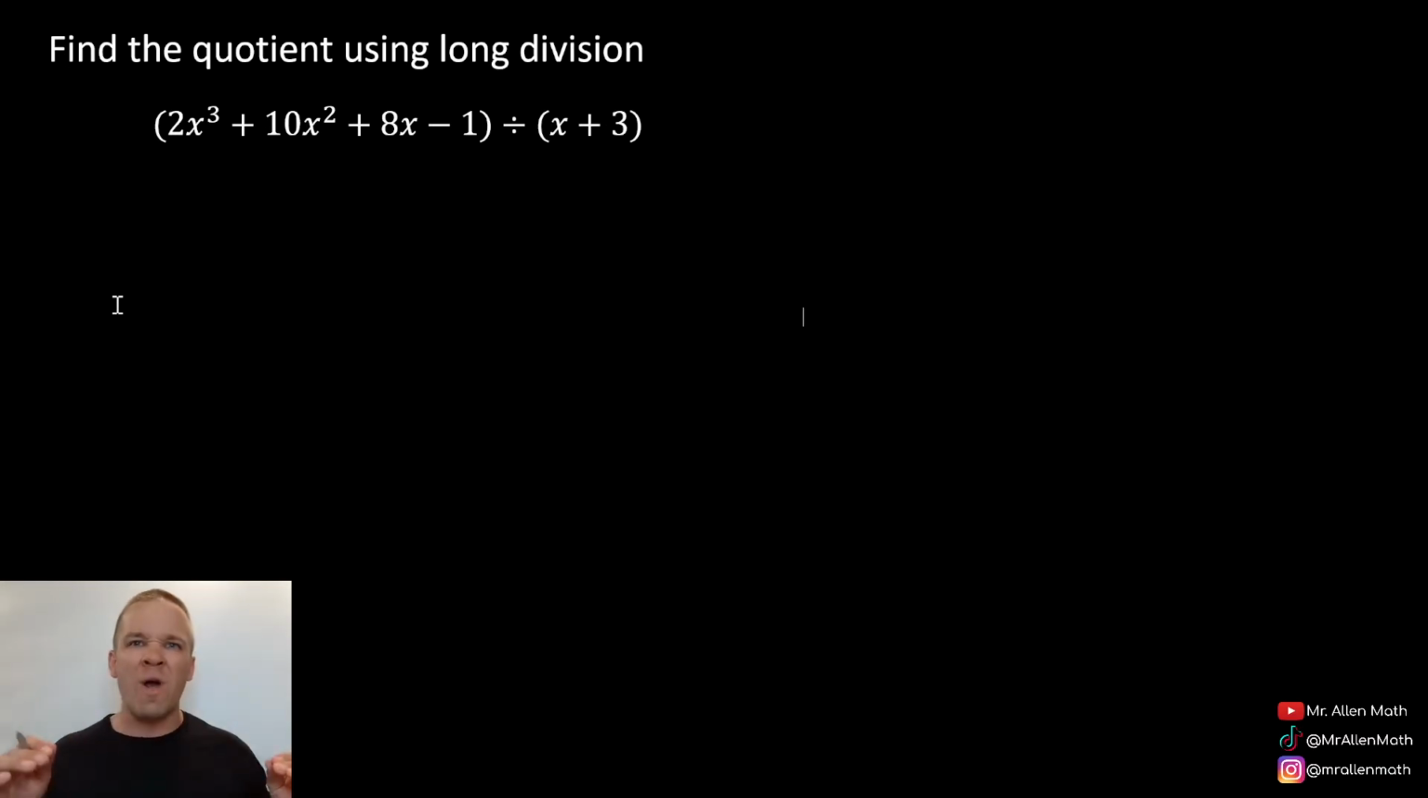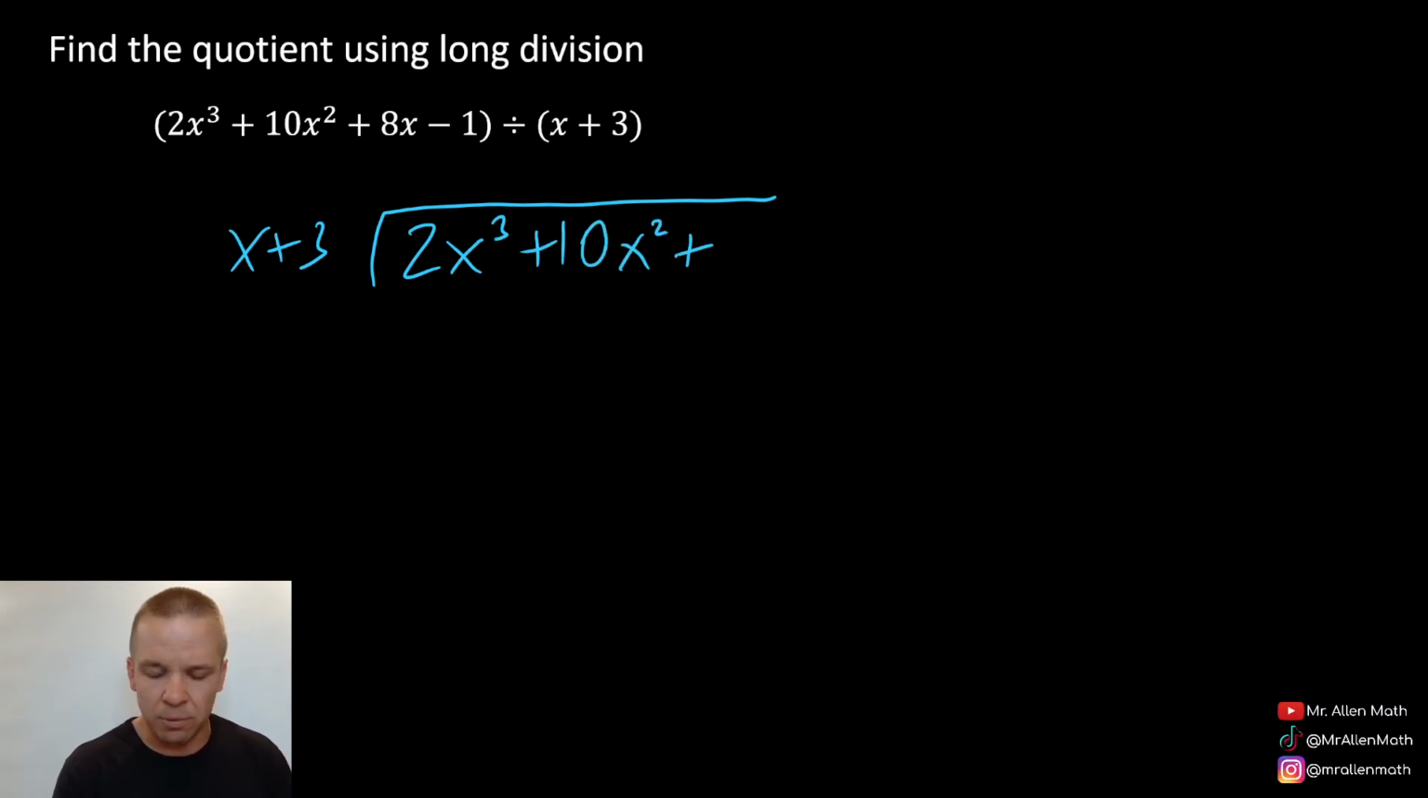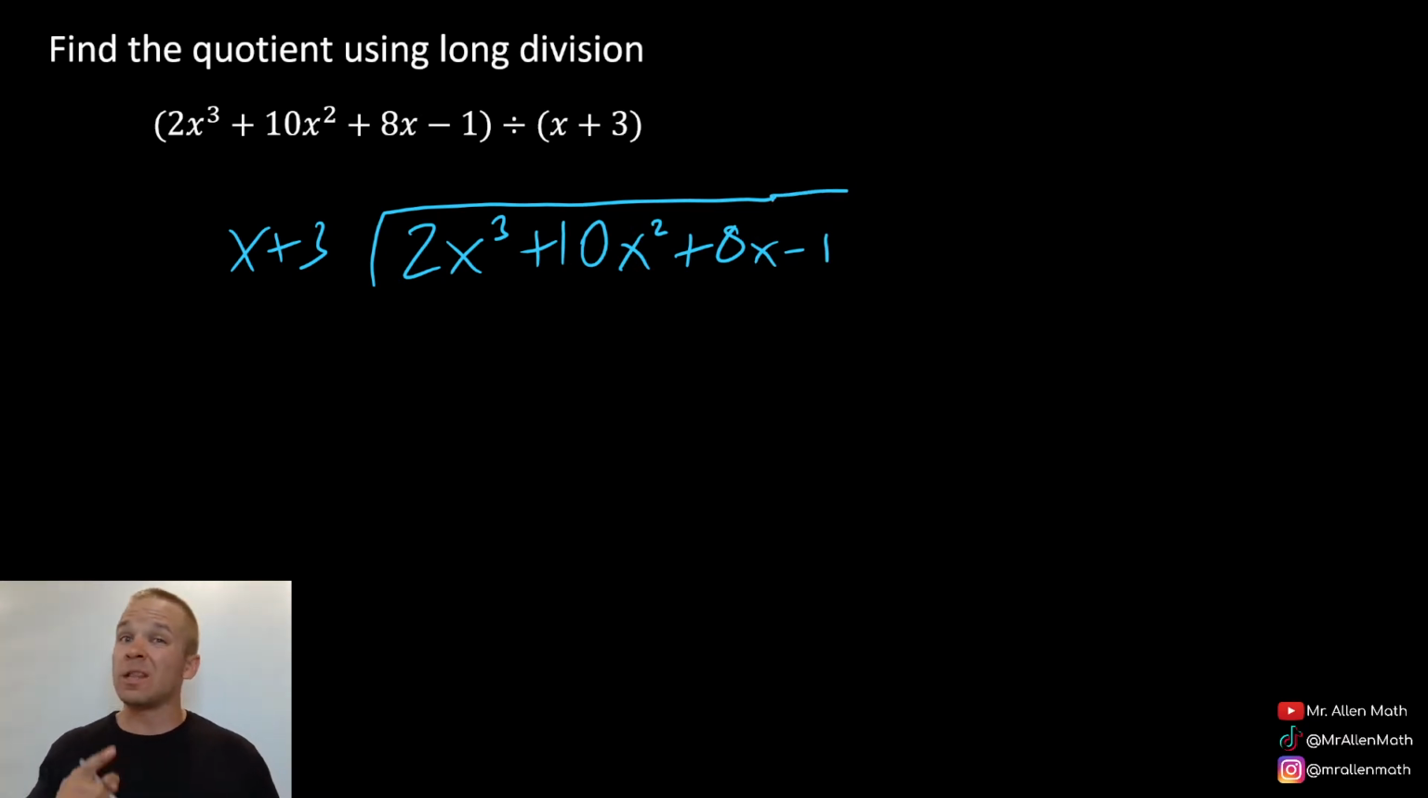First thing, I'm going to rewrite it like a long division problem. So I'm going to have my x plus 3 on the outside, and then I'll have that big old mess, the 2x cubed plus 10x squared plus 8x minus 1 on the inside there. All right, now comes the long division.